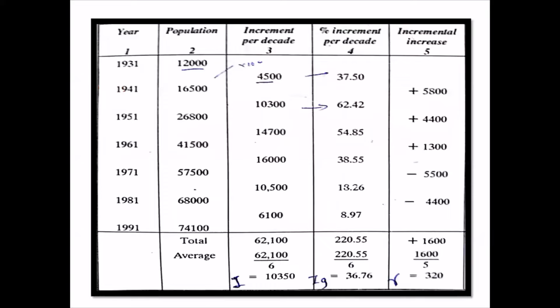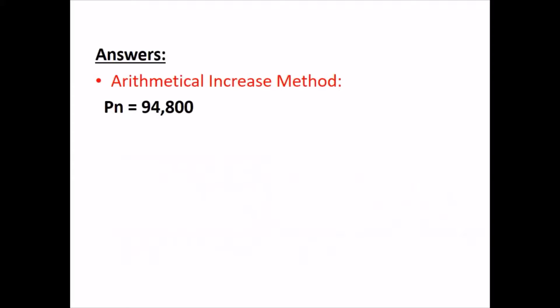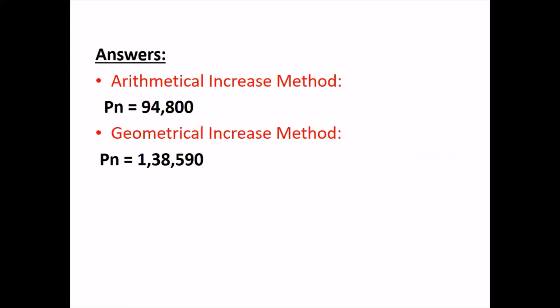This is the problem. This is the solution of population forecasting by incremental method. Then answer: arithmetical increase method, the population Pn is 94,800. The geometrical Pn is 1,38,590. Then incremental increase 95,706.